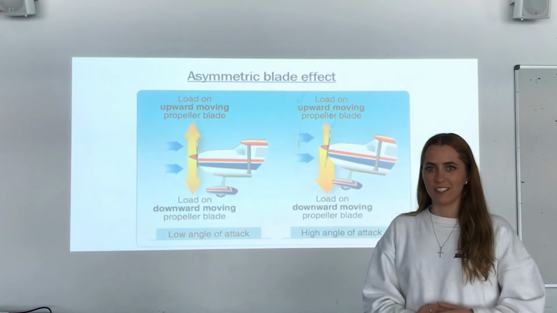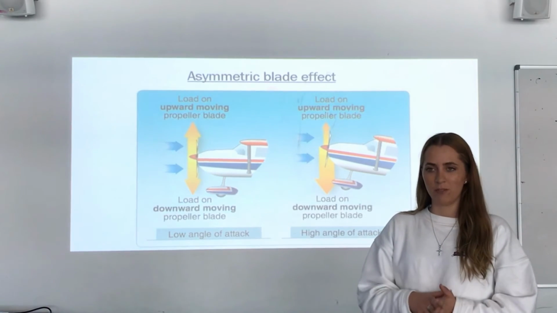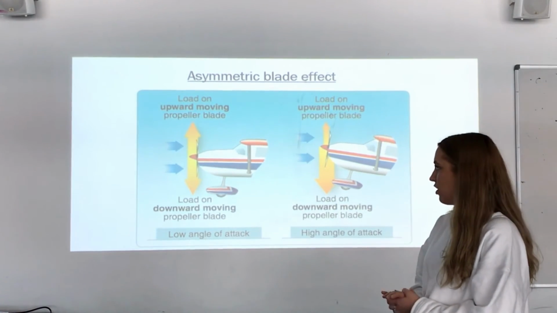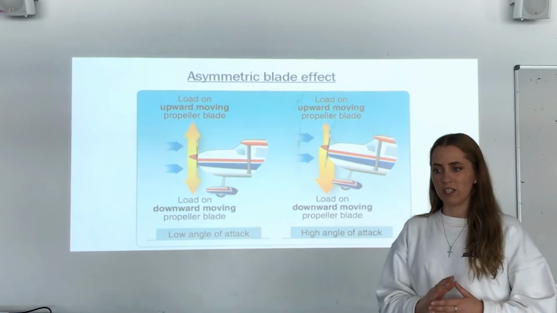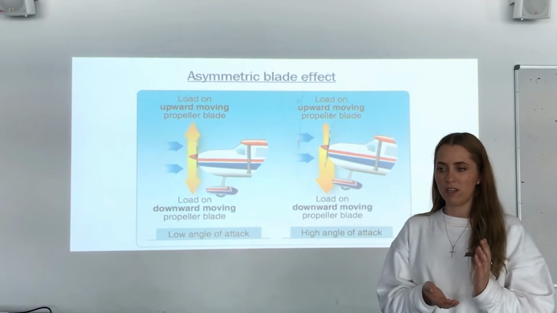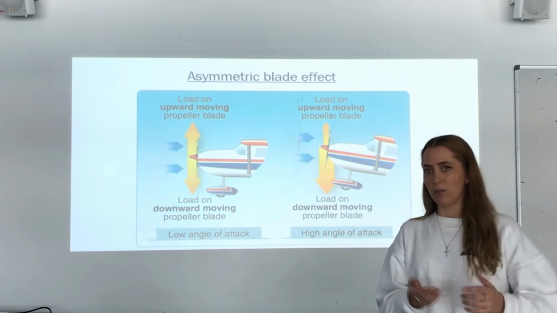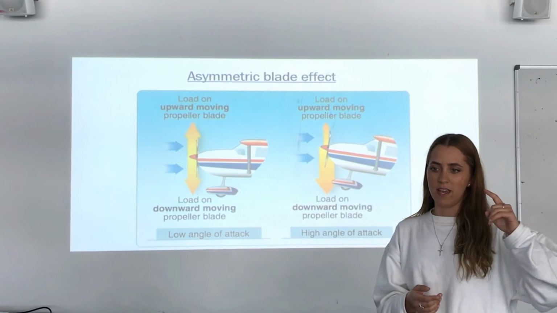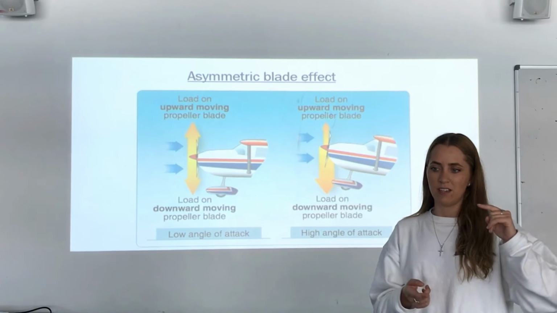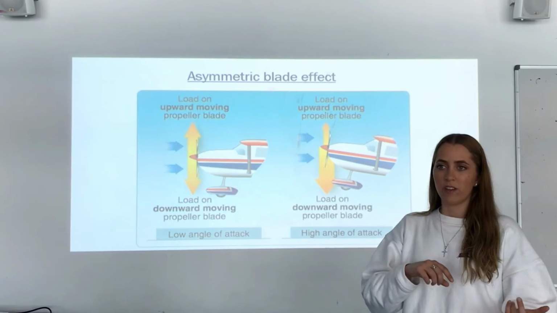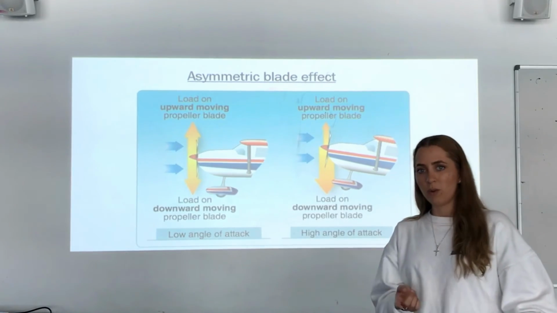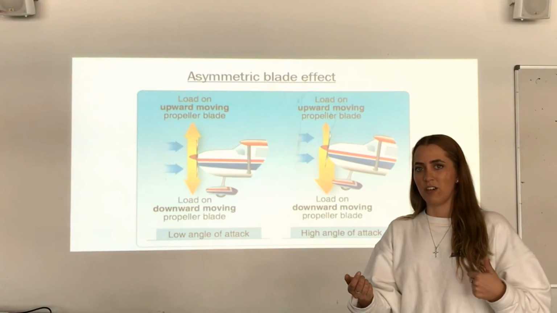Asymmetric blade effect is a yawing moment which is caused by a high angle of attack of the propellers. When the blades are at a high angle of attack, the downgoing blade is at a higher angle of attack than the one that is going back up, and this generates more thrust, and that's what causes the yawing moment, because it's overpowering one way. With a propeller that rotates clockwise, it will cause the aircraft to yaw to the left.